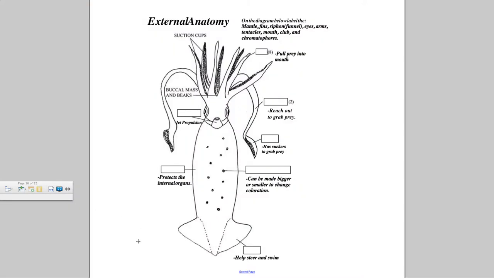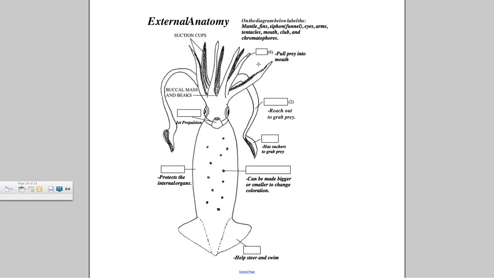All right. Let's now label our squid. We're going to label our squid. If you flip your paper over to the back, you will notice that you have these pictures there. And from what we've just learned, let's see if we can actually label our squid.